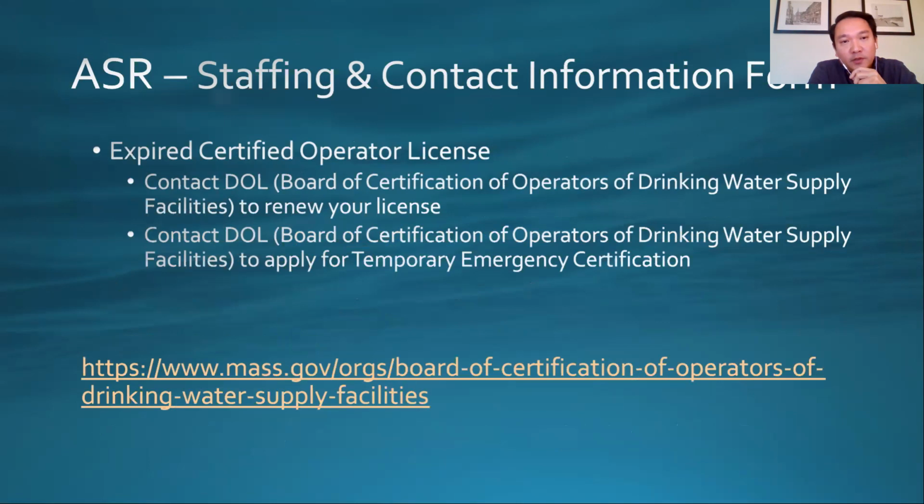So if your certified operator license has expired, you need to contact DOL to renew your license. If renewing your license is going to take some time, and this is only for water suppliers with, say, one certified operator, and you're in a bind and you have to submit the ASR but you can't validate the form without a properly licensed certified operator, then there is the option to apply for a temporary emergency certification through the Board of Certification of Drinking Water Suppliers. And the link is provided right there. You can go through that process to get a temporary emergency certification, which you can use on the ASR to validate and submit the ASR.